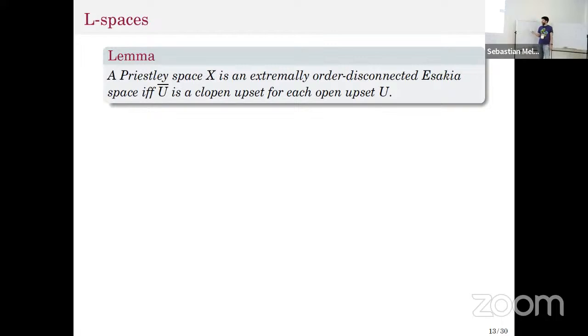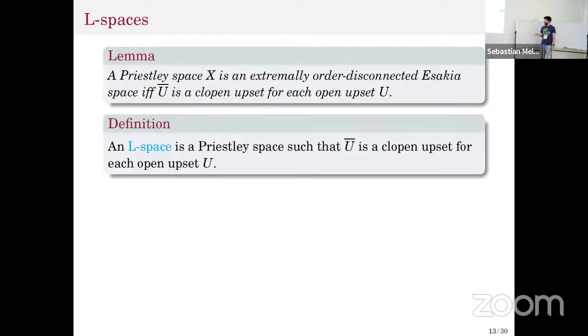So if you compare that to the definition I had, or the equivalent definition for Esakia spaces, it said that this is an upset for each upset. And what I'm adding here is I'm adding open and I'm adding clopen upset here. So it strengthens that equivalent condition for Esakia spaces. And that's how I define L spaces. An L space is a Priestley space that satisfies this condition. So the Priestley spaces of frames I call L spaces.